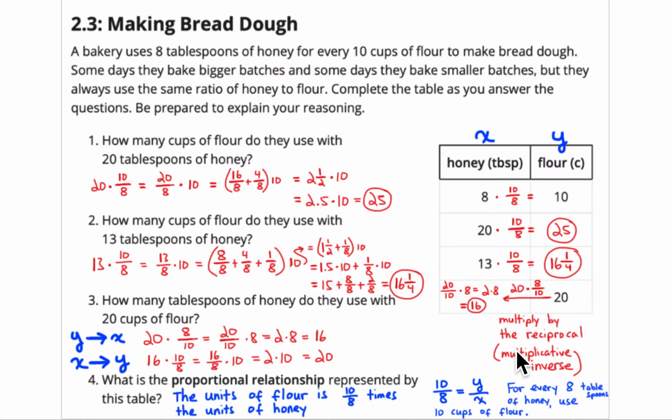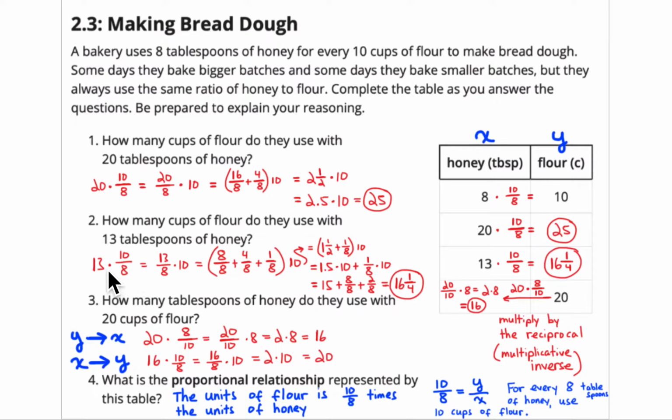Go back here just for a second. And so if 10/8 is the constant of proportionality, 20 times 10/8 is 25. So think about it. I went through all the steps here. I'm not going to talk you through that. But if you follow these steps, I start breaking these numbers up into parts that are easy to calculate in my head. So just one example, 13 times 10/8. That's the same as 13 divided by 8 times 10.